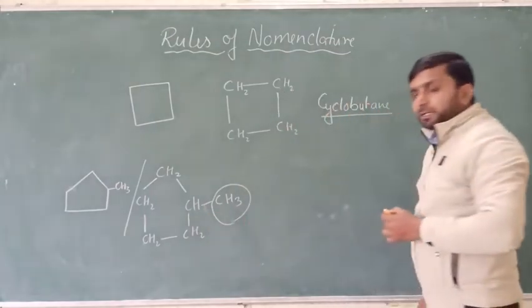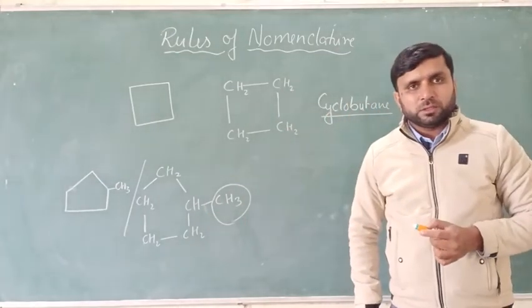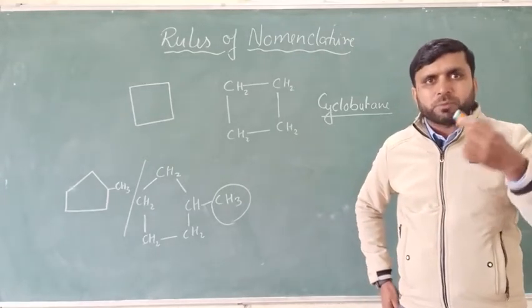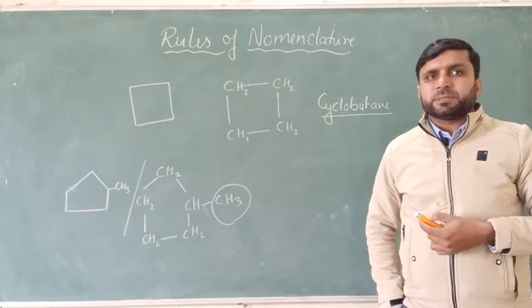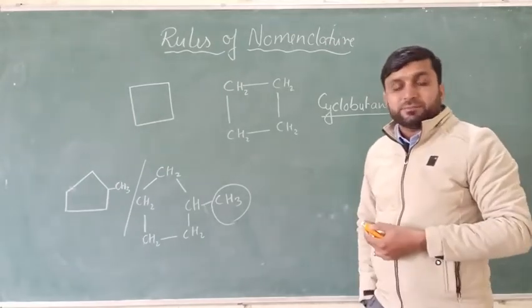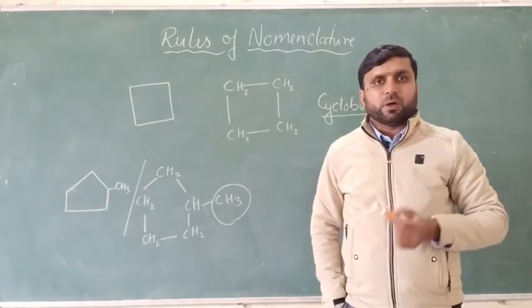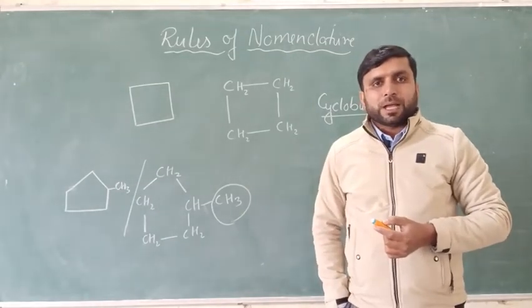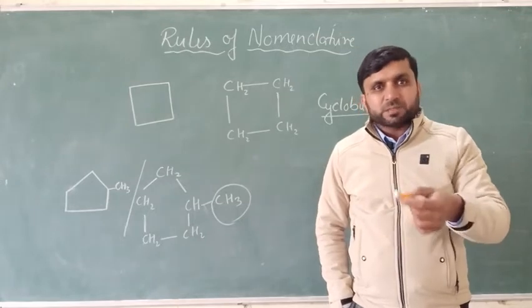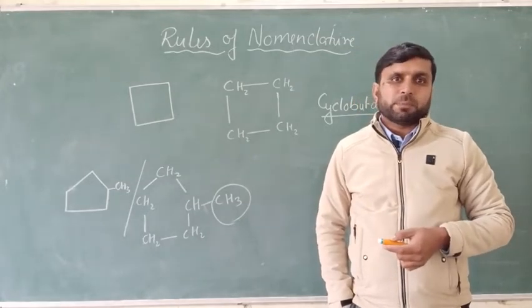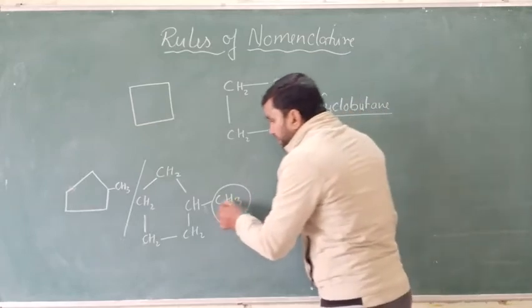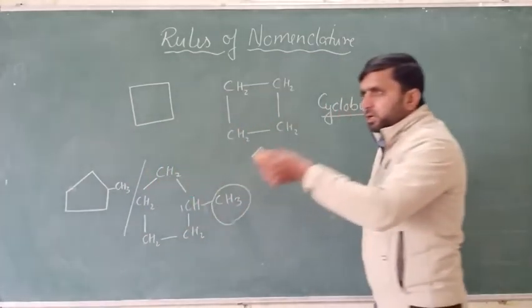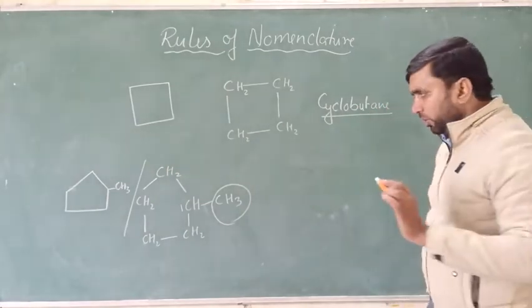Now, as you know, the name of the branch must be written before the root word. And in a cyclic compound, before the root word cyclo must be written, and the branches must be given the name. And you know that if there is only one branch, then again we have to follow the lowest number rule. That means the numbering of the carbon cycle must be done in such a way that the branch will get the lower number. So we will start the numbering from here only. Either we will go this way or this way, because there is only one branch, so it does not matter at all.